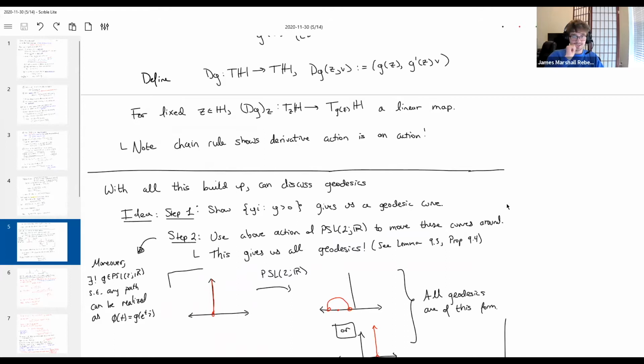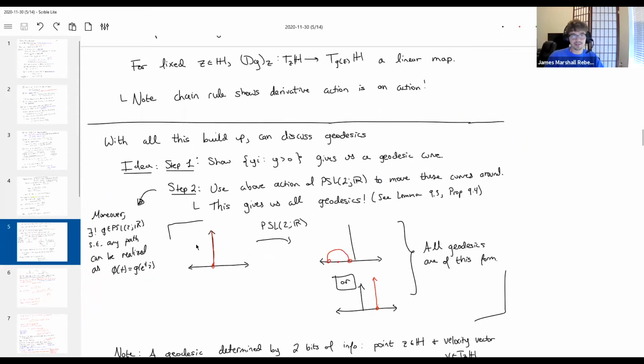Moreover, when you study this nice representative geodesic curve, you get that there exists a unique element in PSL2R which parameterizes every other geodesic, or every other path, actually, not just geodesic. So every other path can be realized as g, some element in PSL2R, applied to e^{ti}. And this is going to be the crux of showing what the geodesic flow is. So we have this nice parameterization of the geodesic curve, the imaginary line, and then we're going to push it around, and this will uniquely parameterize every other geodesic curve in the exact same way.